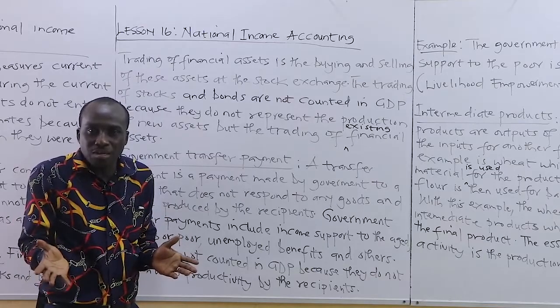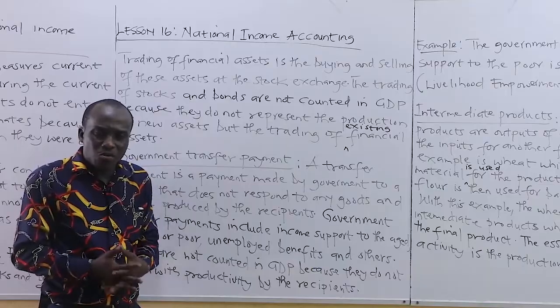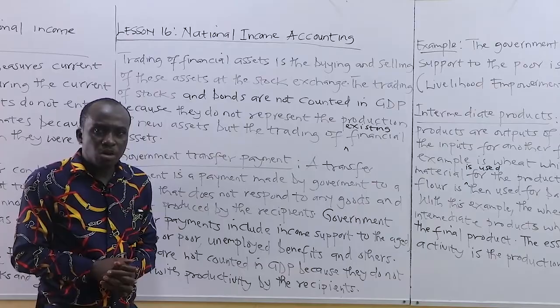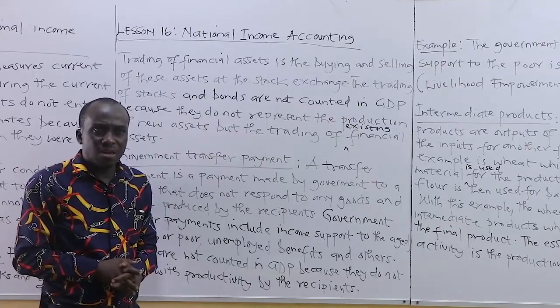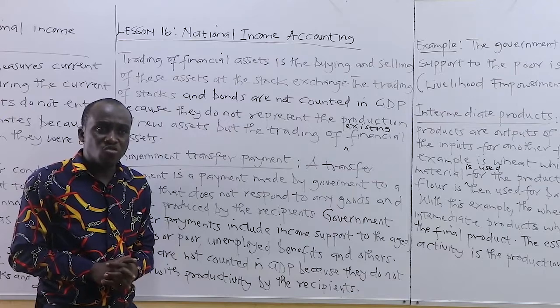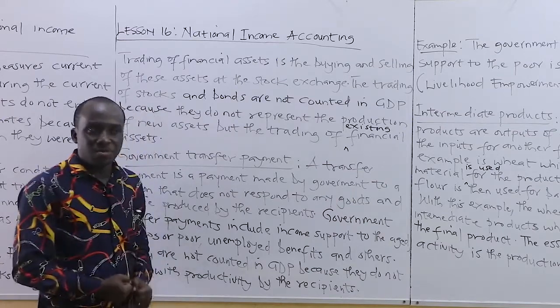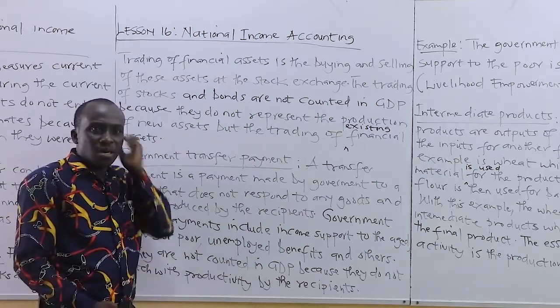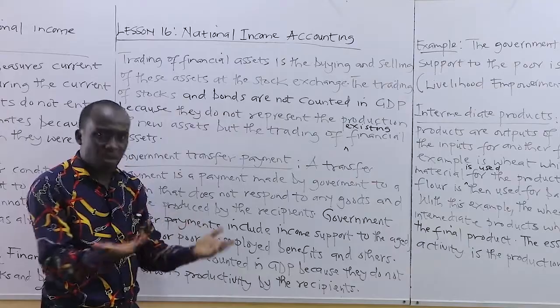These are transfer payments. Why? If you receive such money, we don't add it to GDP. Why don't we add it? The money you receive doesn't match with productivity. If the government says you are not working, so it's giving you some money, or you're aged, or you're a widow, it's giving you some money to support you. You didn't work for the money. GDP talks about productivity. So we cannot add that money value to the GDP, right? It doesn't reflect productivity.